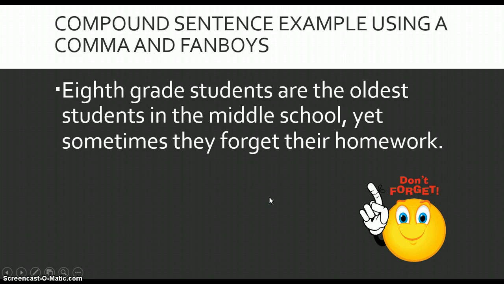Here's another example. 8th grade students are the oldest students in the middle school, yet sometimes they forget their homework. Again, this could have easily been two separate sentences, but we combine it with a comma and the coordinating conjunction of yet. In the first half of our sentence, we have the subject of 8th grade students, or more specifically, students, and our verb are. And in our second half of our sentence, we have a new subject, they, and the verb forget. It's very important, students, that when you are writing either simple sentences or compound sentences, that each has at least one subject and at least one verb for each independent clause.